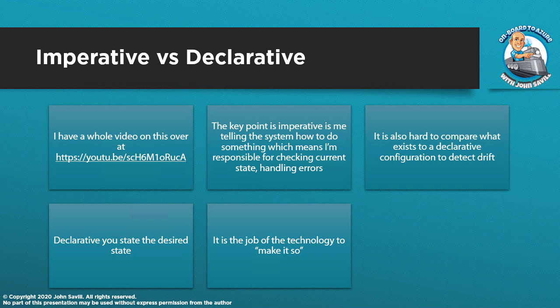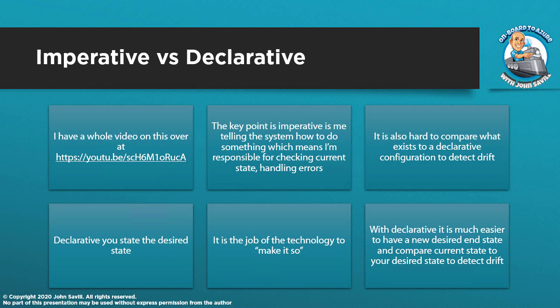So essentially, with a declarative technology, it's the job of that technology to just make it so. We always think of Star Trek and Picard, make it so. That's the job of a declarative technology. I'm just saying, I want it to look this way. Go do it. So it's much easier with a declarative technology to have a new desired end state. I could change my desired end state and just say, make this so. It's up to the technology to detect the differences. It's up to the technology to detect if there's any drift and fix it.